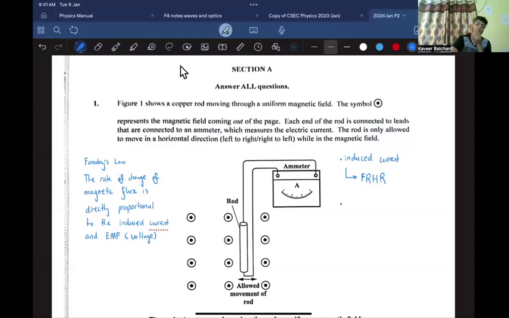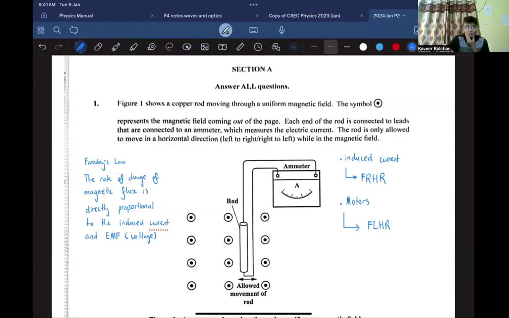Okay, and Justin, if we're dealing with motors, we have to use Fleming's left hand rule, right? And you're familiar with that one. So let me show you how we're going to do this.